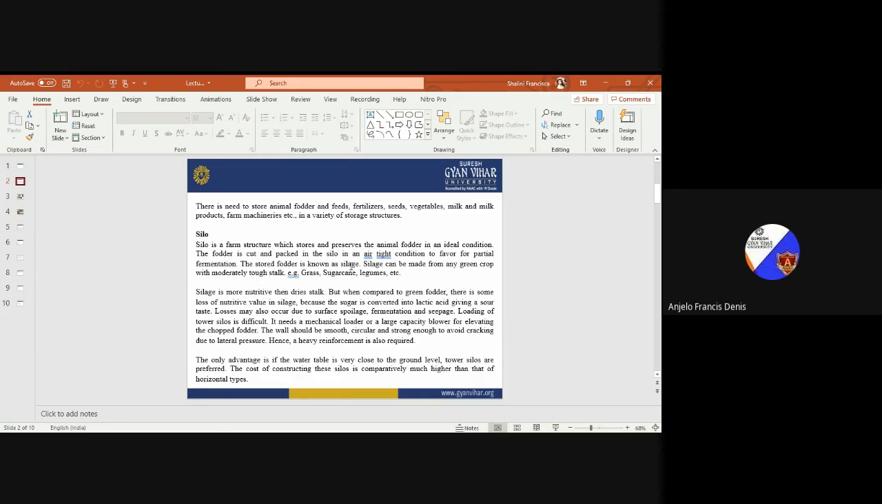We know that in Indian scenarios, seasons vary. Three or four different types of seasons we are observing in our country. So there are some fodder crops which can only be cultivated during the winter season, and there are some fodder crops which can only be cultivated during the rainy or summer season. So during off season, there is non-availability of green fodder.